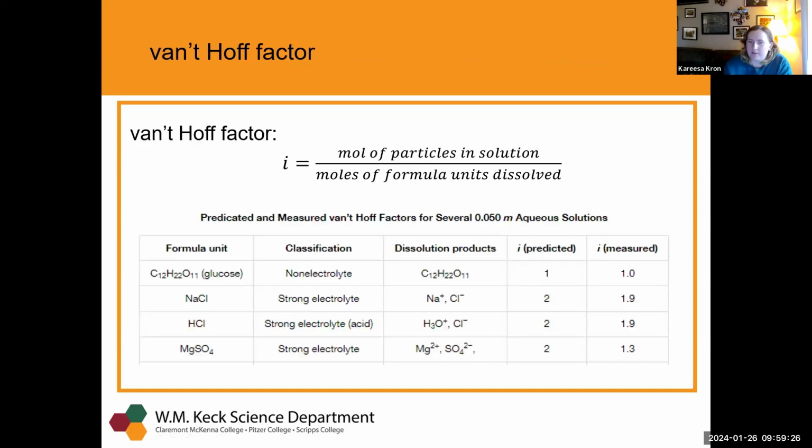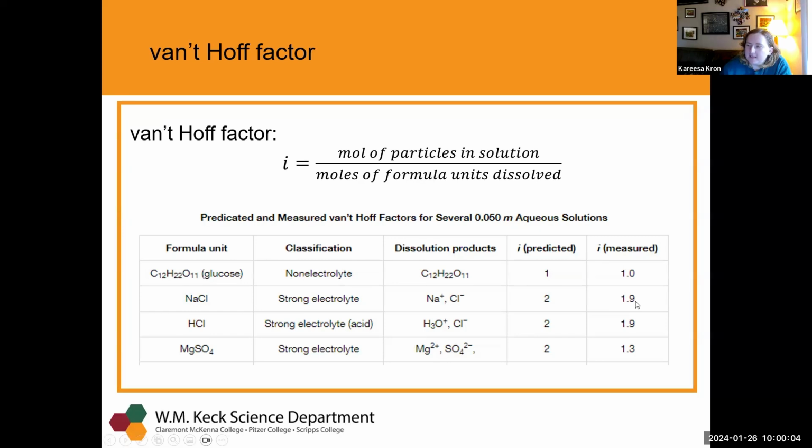The way that we describe this process is using a van 't Hoff factor. The van 't Hoff factor, i, represents the moles of particles we actually have in solution versus the moles of formula units dissolved. So for NaCl, we would expect that for every 1 formula unit we dissolve, we should get 2 particles, so our i should equal 2. But what we find is our i actually equals 1.9, or it's only partially dissociating.